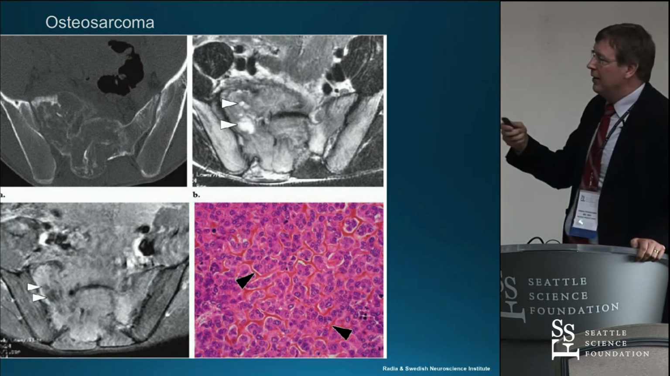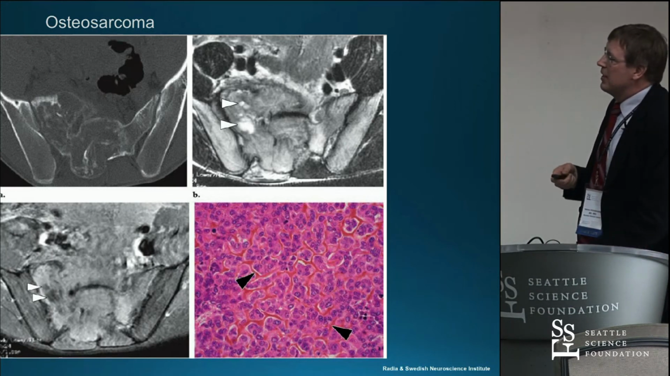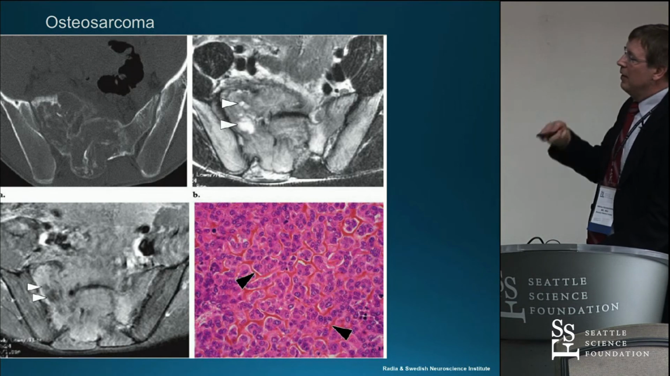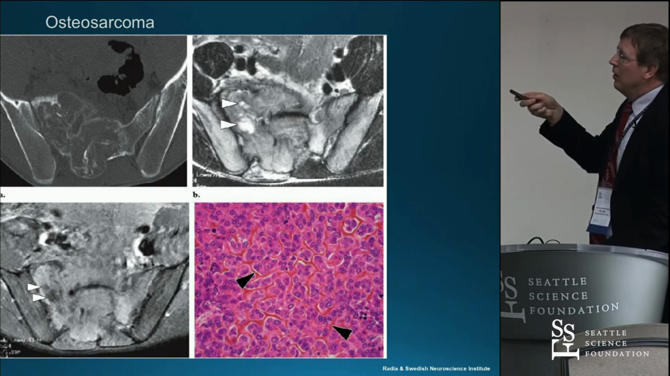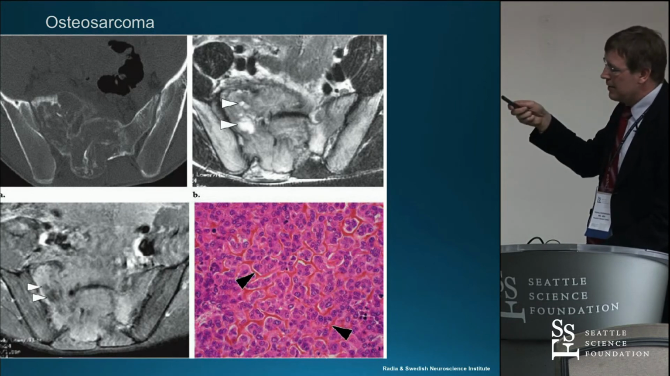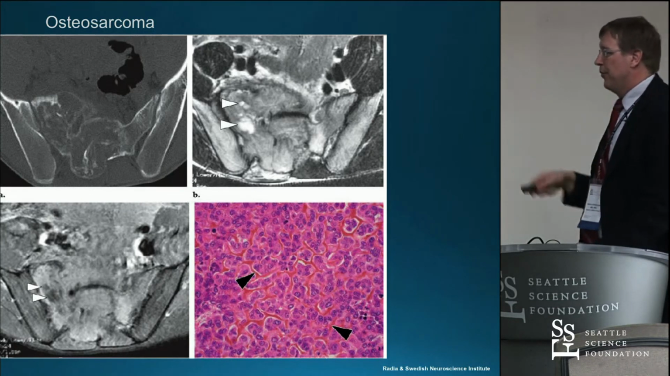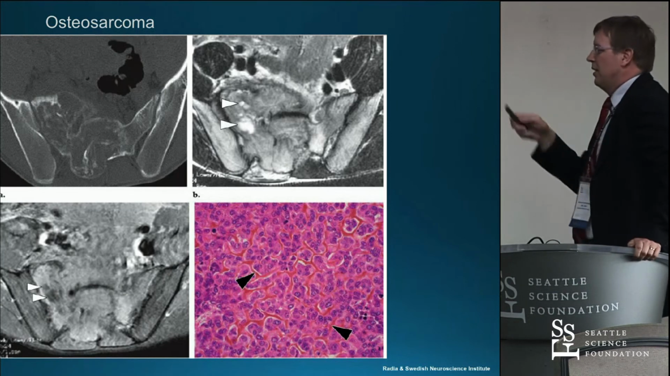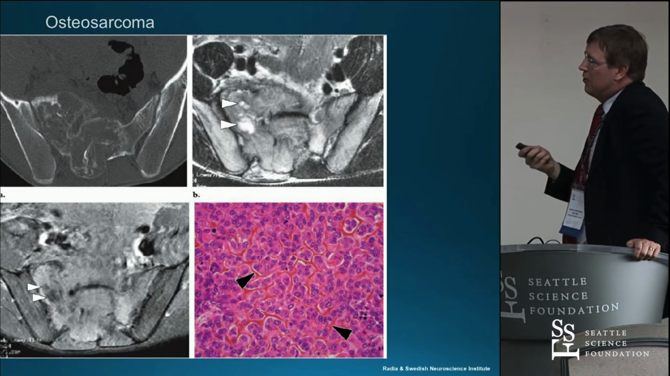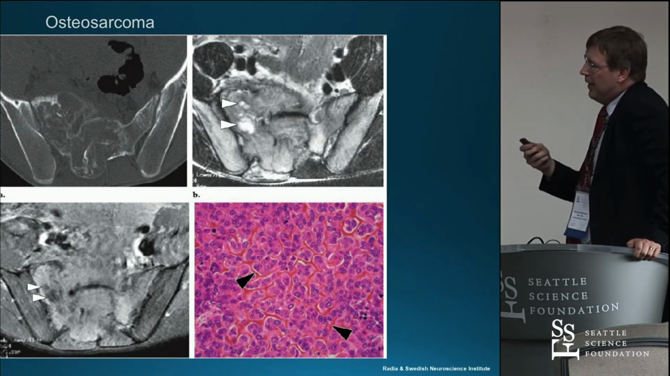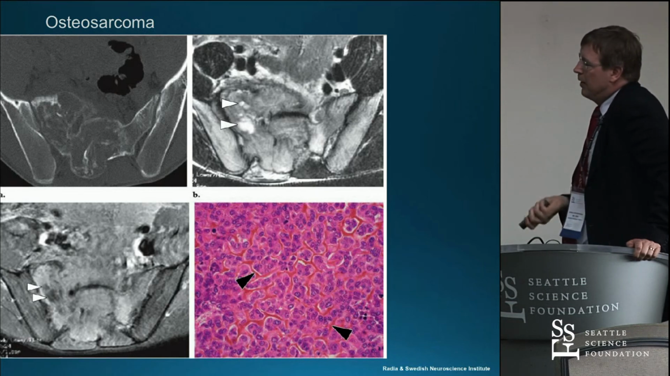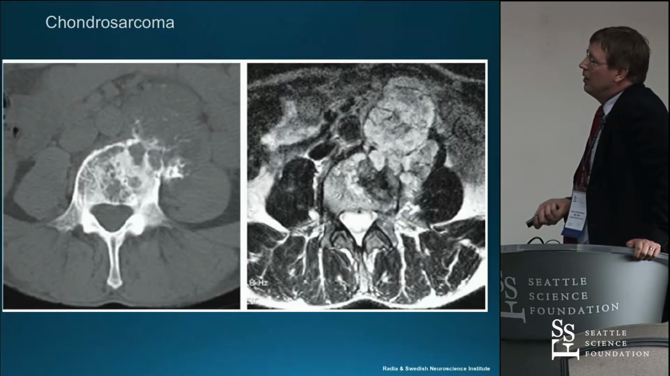Osteosarcoma, a malignant entity, you can see characteristic features of a malignant entity. Very expansile, cortical breakthrough, heterogeneous lesion, involves adjacent soft tissues, enhances, and I included a pathologic slide here. You can see how highly cellular it is. So very heterogeneous, cortical breakthrough, expansile, malignant osteosarcoma.